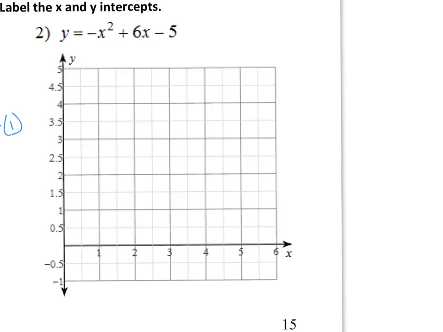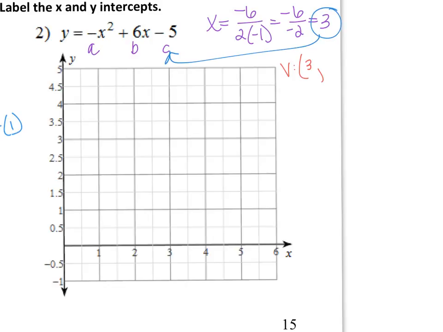And first, let's find our axis of symmetry, meaning we have negative b over 2a. This is my a, this is my b, and this is my c. My b is going to be negative 6 over 2 times negative 1. So it becomes negative 6 over negative 2, which reduces to a positive 3. So I know part of my vertex, my x value, is going to be 3. And now I just need to find the y value. That means I have to plug 3 into my equation.